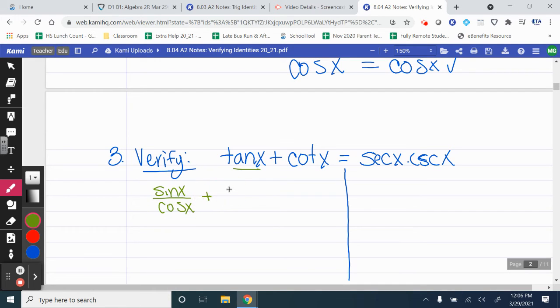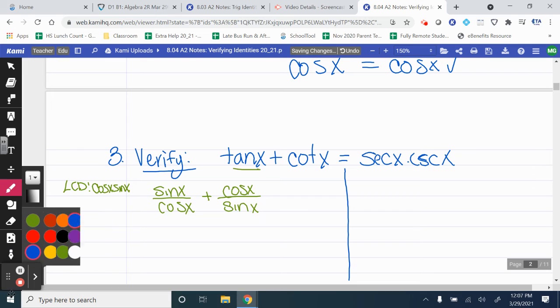And cotangent is cosine of x over sine of x. Now I want to add my fractions. In order to add fractions, I need a common denominator, and these do not have a common denominator. So what would my LCD be here? We would have to include both the cosine and the sine of x.